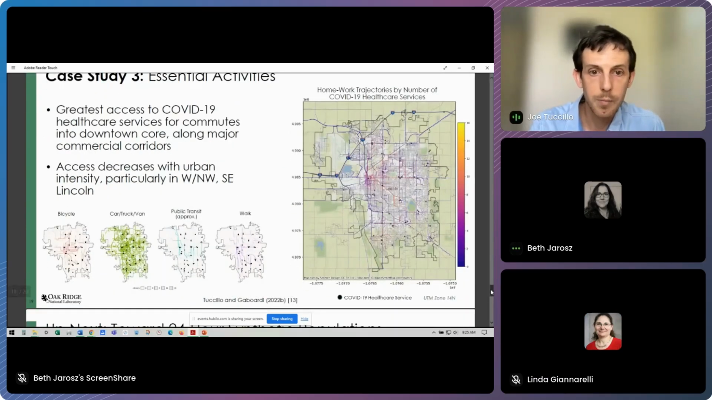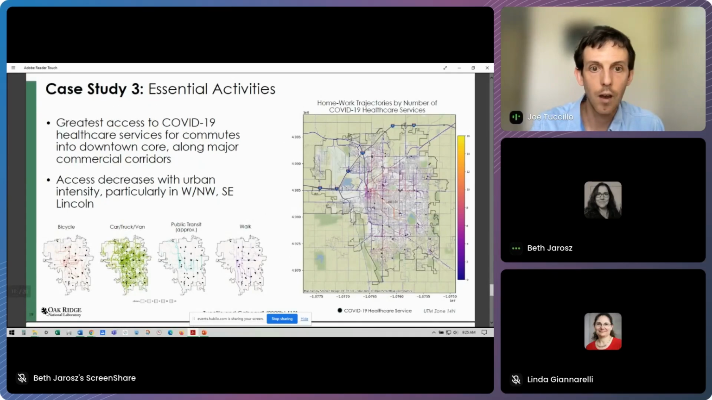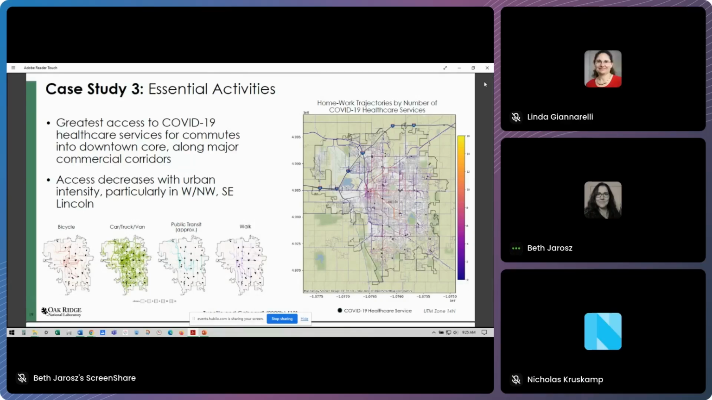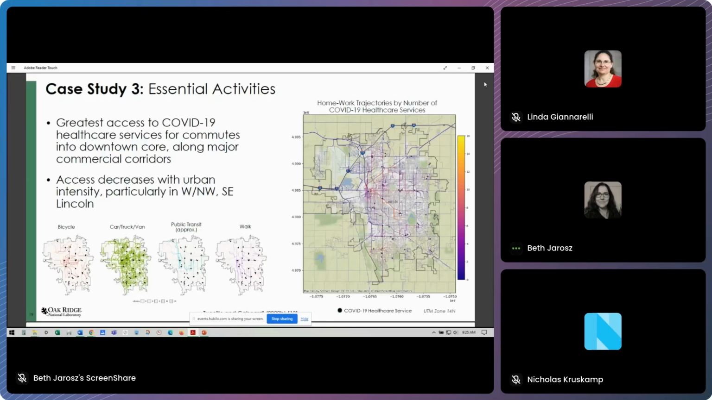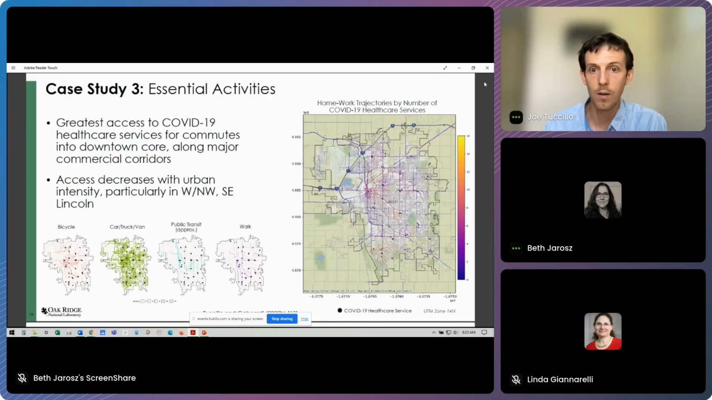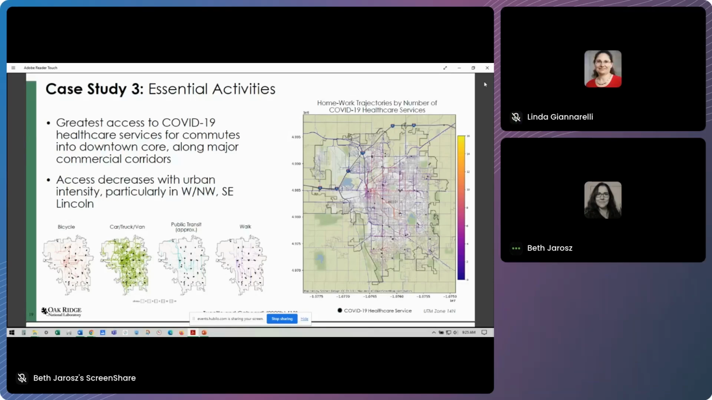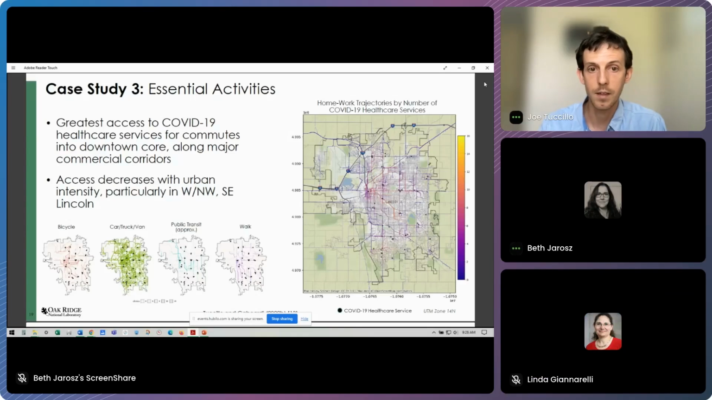So this panel on the right gives us the count of healthcare services that are available to each worker on their commutes to and from home. On the bottom panel, it is split up by travel modes: driving, biking, walking, and approximated public transit. Our takeaway from this exercise was that the greatest access to COVID-19 healthcare services tends to be for commutes into the downtown core, as well as along major commercial arteries in the city, and that access tends to decrease with urban intensity, particularly on the fringe of the city. Next slide.